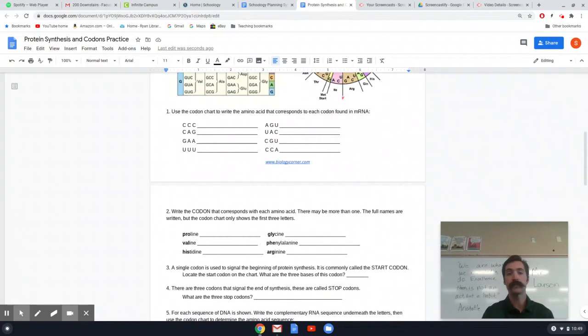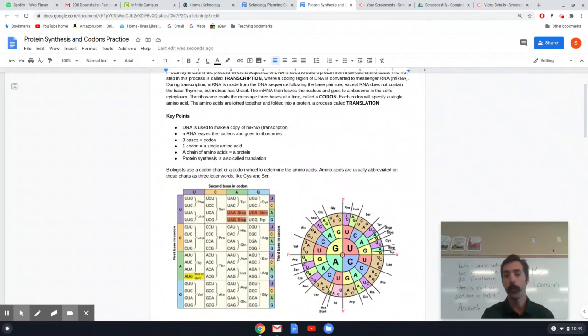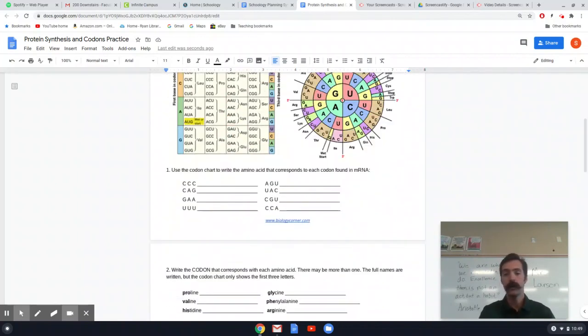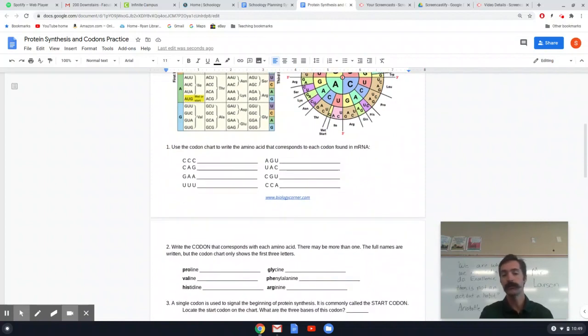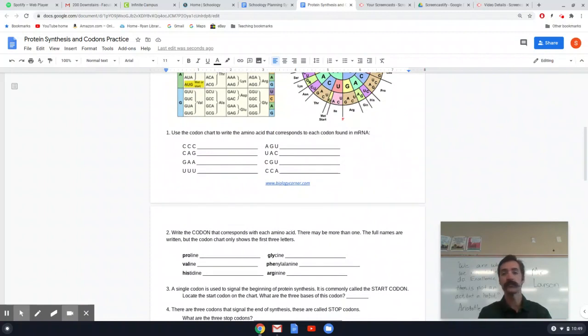So that's the basics of this practice. This is all just going to investigate what you know and how you understood this week's main lesson. So if you have any questions, please feel free to ask.